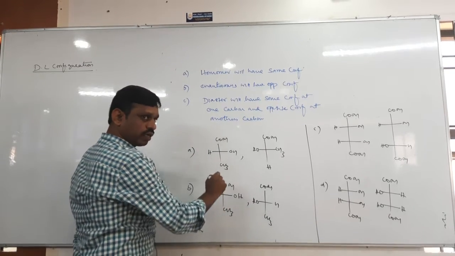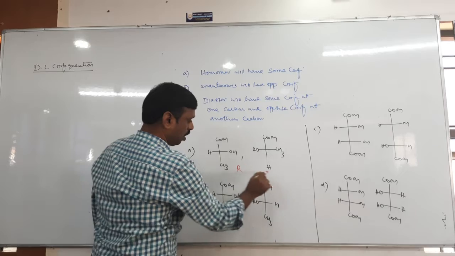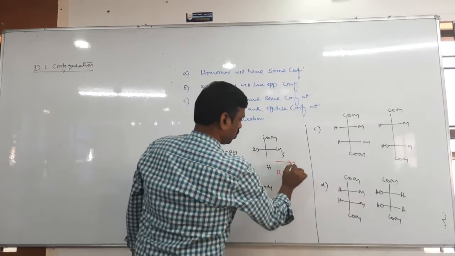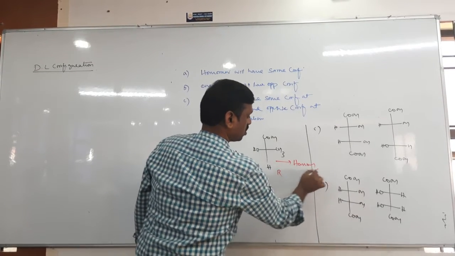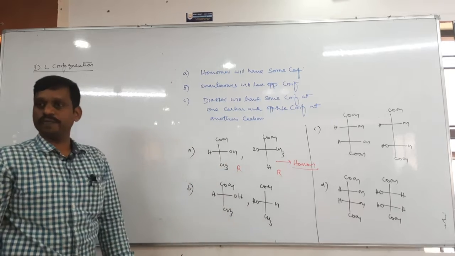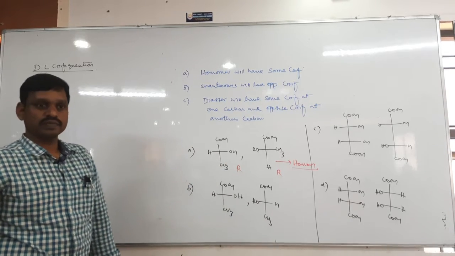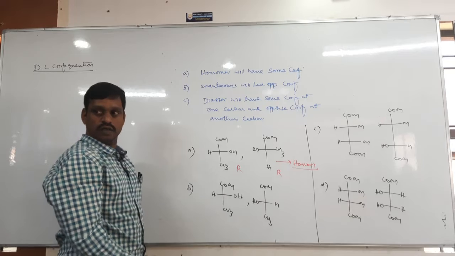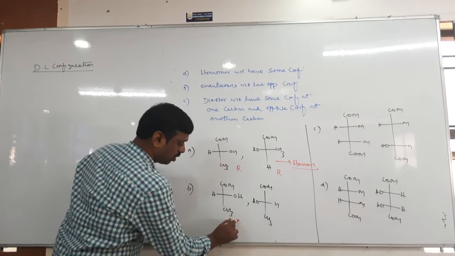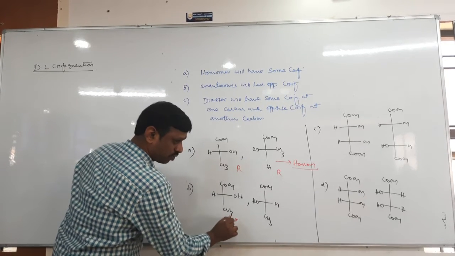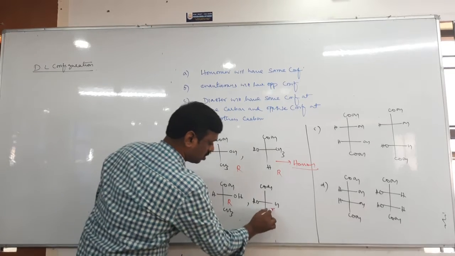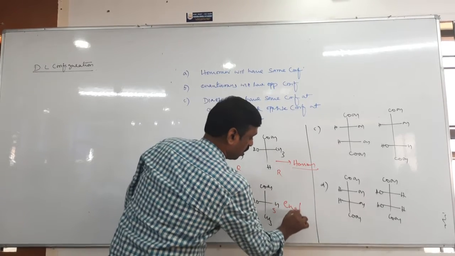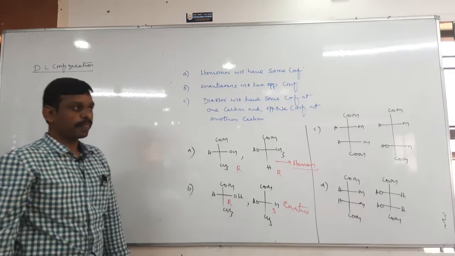Okay, what is the configuration? RR. Therefore, these two are homomers. It means actually both molecules are same. Enantiomer? Why? First one is what? R. Second is S. Therefore, they are enantiomers. Next.